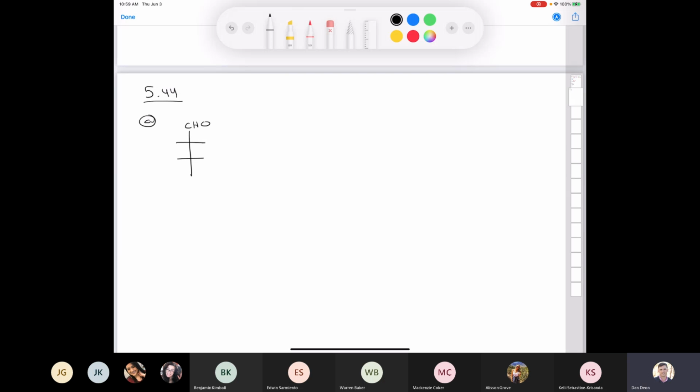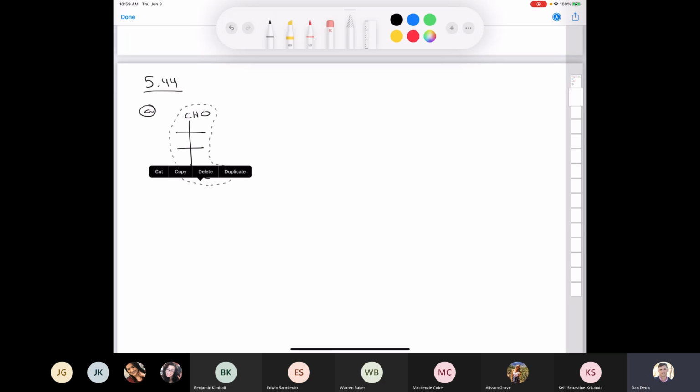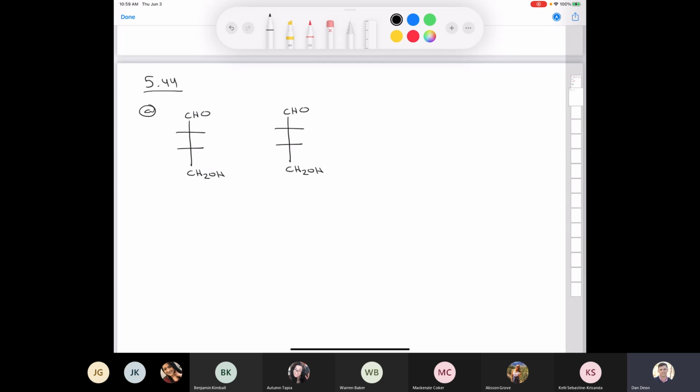So we have an aldehyde at the top. I can just copy and paste this and just manipulate it, or modify it, I should say. So I'll paste that over here. Okay. And on the first one, we have our hydroxyls here and here. And then on the next one, we have our hydroxyls here and here. Like that. Could anybody tell me what the relationship between the two compounds in A would be?